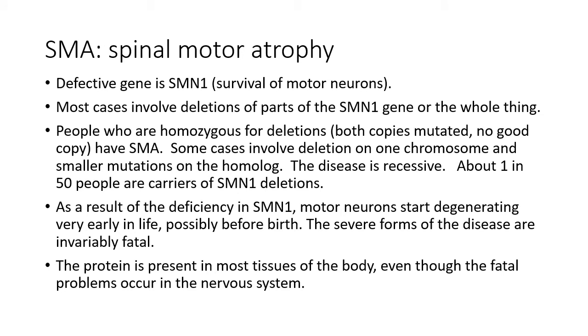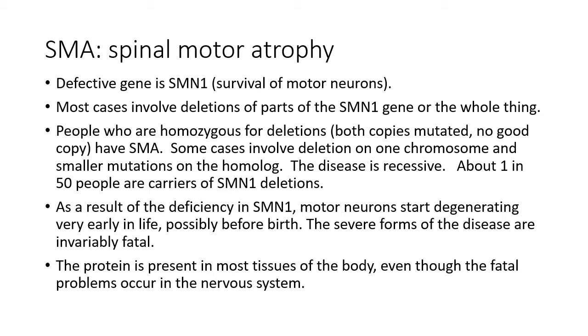Okay, introduction to our genetic disease, where understanding splicing has given rise to excellent and now FDA-approved therapies for this disease. Okay, SMA is spinal muscular atrophy, and it results from a defect in a gene called SMN1, which is survival of motor neurons. Okay, most of the disease cases are actually deletions of the SMN1 gene, either the whole thing or big chunks of it.